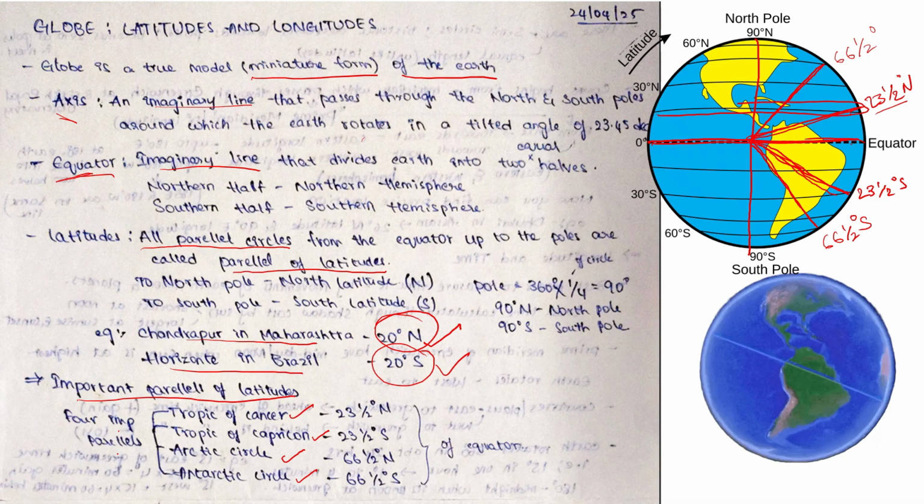So this circle is Tropic of Cancer and this circle is Arctic Circle. This circle is Tropic of Capricorn and this circle is Antarctic Circle. So these are the four parallels of latitude. You need to remember these.